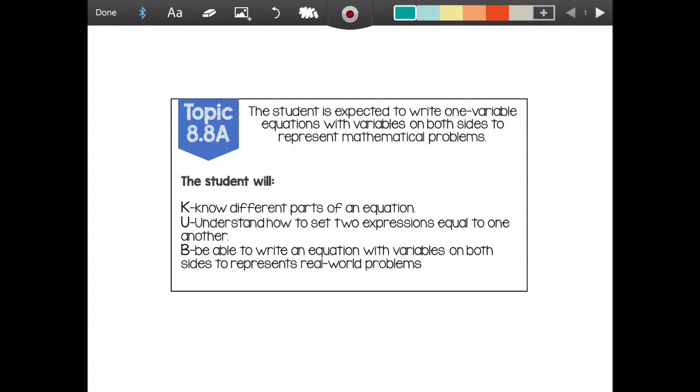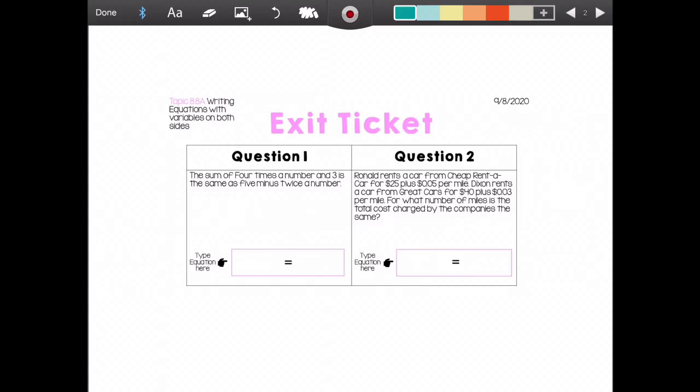We're going to continue today with topic 8.8a, part 2, which we are focused on writing equations with variables on both sides to represent mathematical problems. All right, so I wanted to start off by going over the exit ticket from yesterday, just so that you can check your understanding to see if you're getting it and to see if maybe you need a little extra help to attend the live sessions.